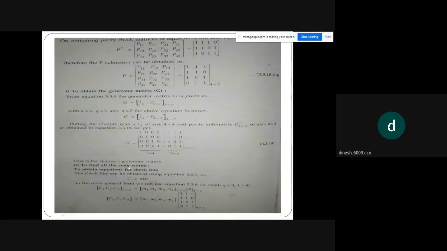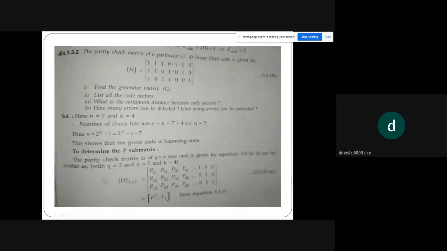Okay, now we had found generator matrix G. So next is to determine all the code vectors. Second is to list all the code vectors. So we'll list it, don't worry. For finding all the code vectors, we need to recall the formula: C is equal to MP.